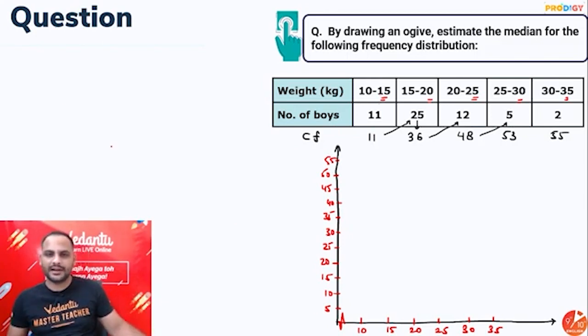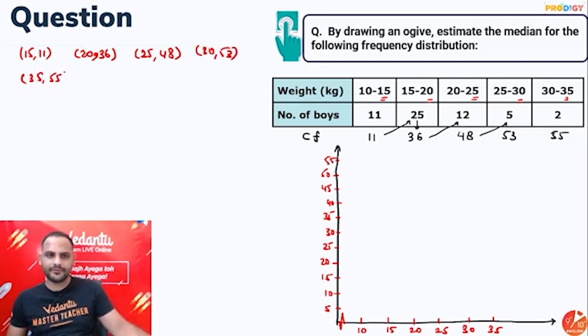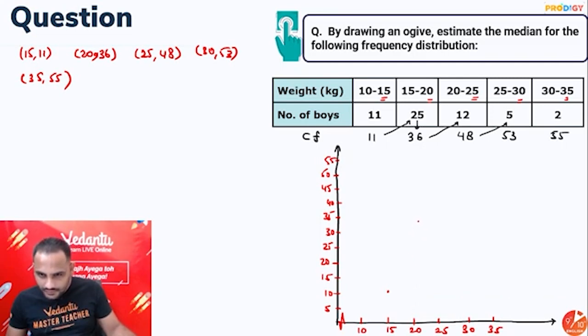The first point will be 15, 11. Write the points separately: 15 comma 11, 20 comma 36, 25 comma 48, 30 comma 53, and 35 comma 55. So first, 15 comma 11 will be somewhere over here. Then 20 comma 36, so 20 and 36, around 35, somewhere over here.